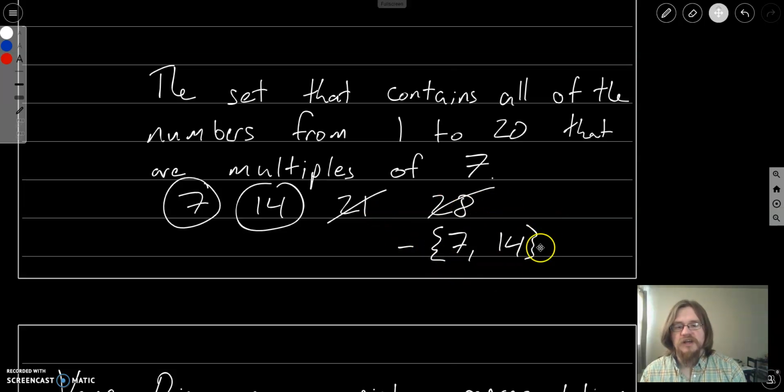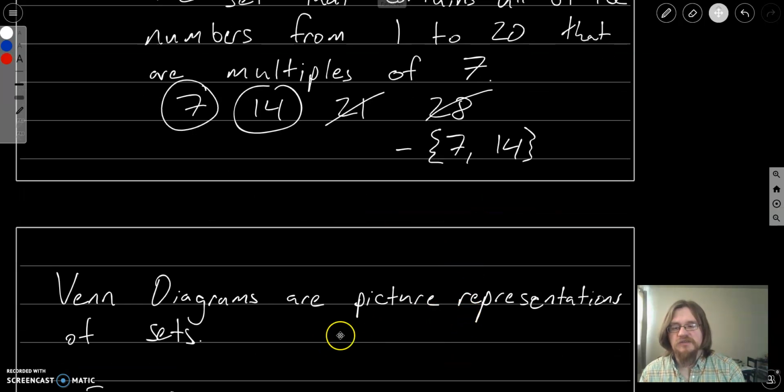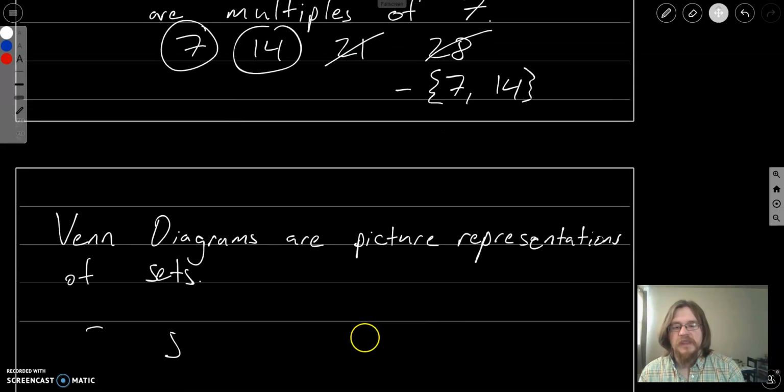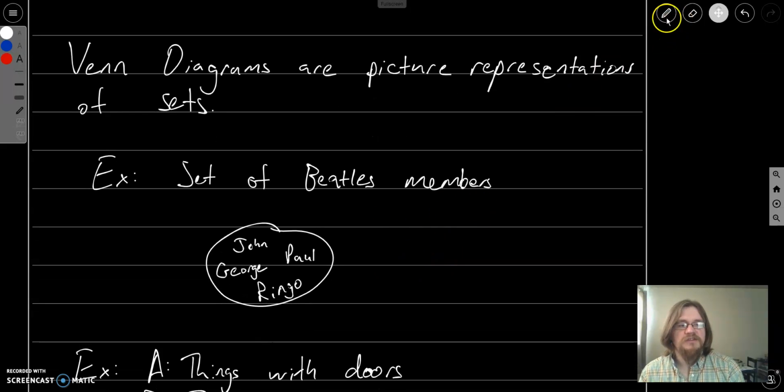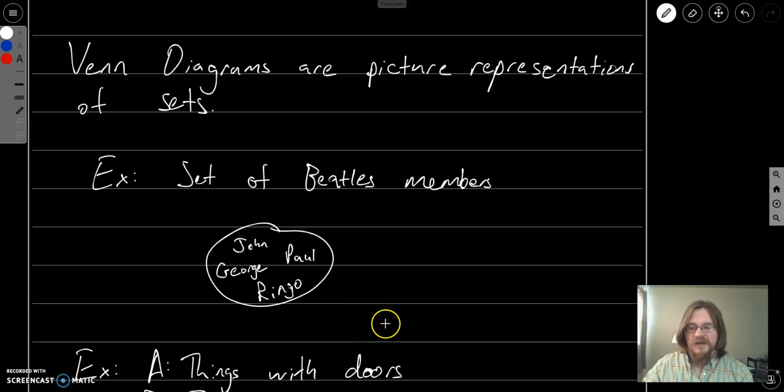One way to visualize sets is using Venn diagrams. And Venn diagrams are essentially picture representations of sets. So for instance, I could have a set, and here's one that's not necessarily math related. I can have a set of all the members of the Beatles. So we've got John and Paul and George and Ringo. They were all musicians in the Beatles. So our set will have those 4 things in it.